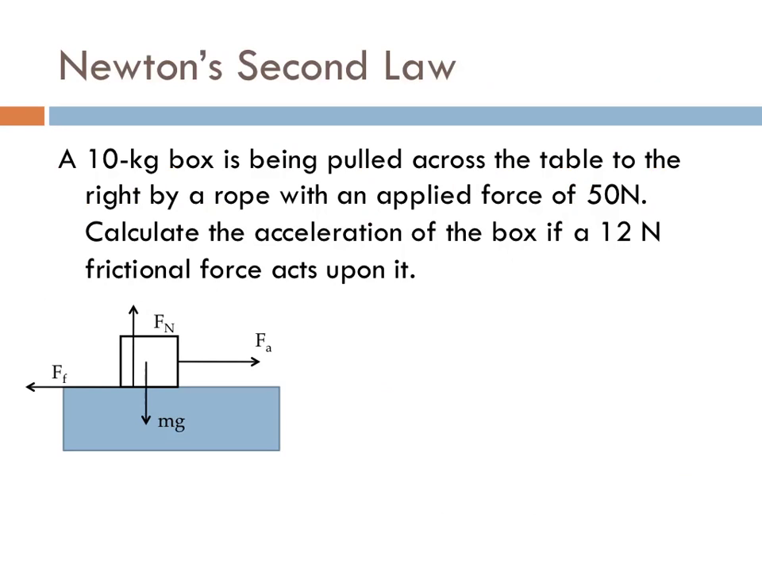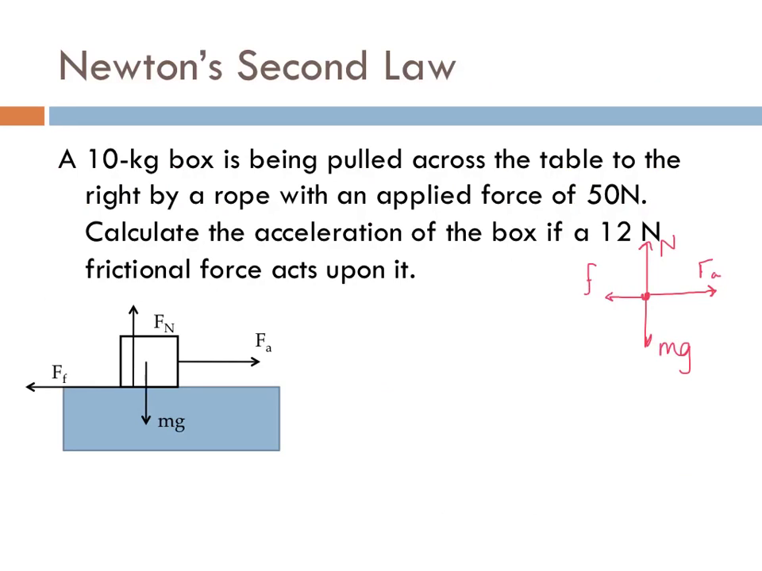So make sure that we always draw a free body diagram. Again, you might think that you already see a free body diagram, but I'm going to go ahead and draw one over here anyway. So all the forces acting on it, we have the force of gravity acting downwards. We have the normal force acting upwards. Here we have a force applied, and this is 50 newtons. And then we have a frictional force.